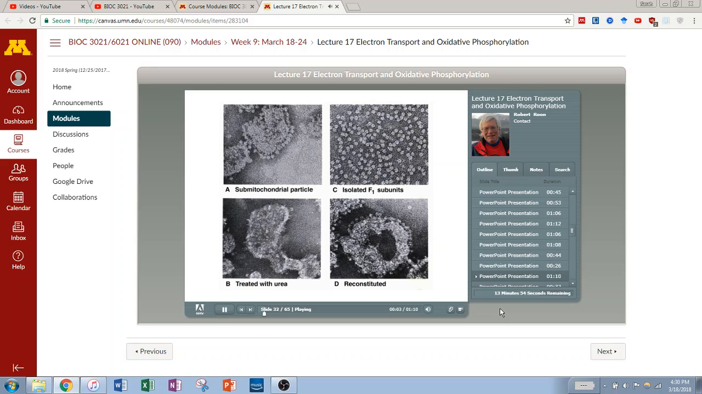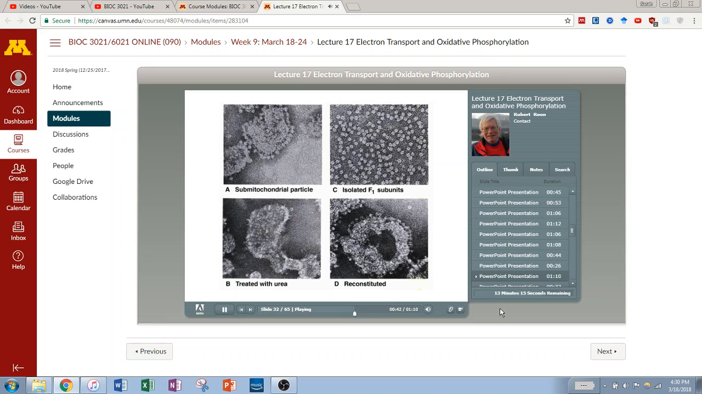Here's some experimental evidence for the involvement of the F1 component in ATP synthesis. In this slide, we see a series of 4 electron micrographs of mitochondrial preparations. Panel A shows peripheral proteins, the F1 part of the ATP synthase, lining the matrix surface of the inner mitochondrial membrane. In panel B, those proteins have been removed from the mitochondrial preparations by treatment with urea. Panel C shows the isolated F1 components of the ATP synthase. In panel D, those F1 components have been added back to the mitochondrial fractions.